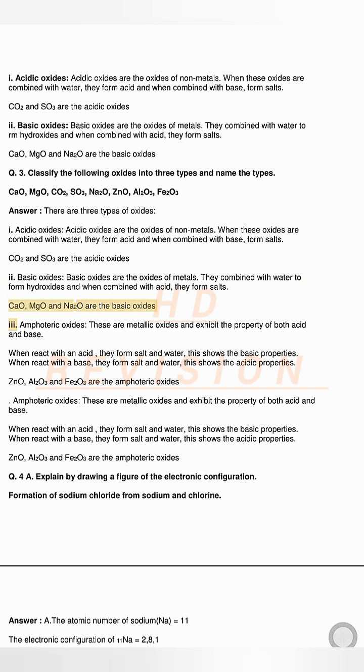E. Amphoteric oxides. These are metallic oxides and exhibit the property of both acid and base. When they react with an acid, they form salt and water. This shows the basic properties. When they react with a base, they form salt and water. This shows the acidic properties. ZnO, Al2O3 and Fe2O3 are the amphoteric oxides.